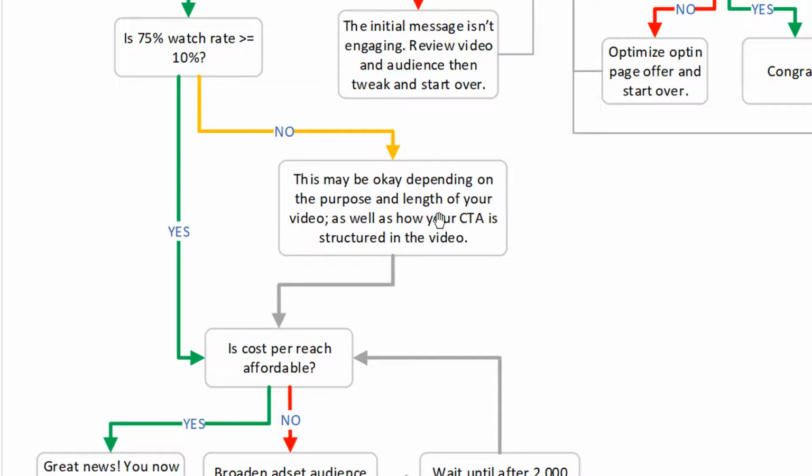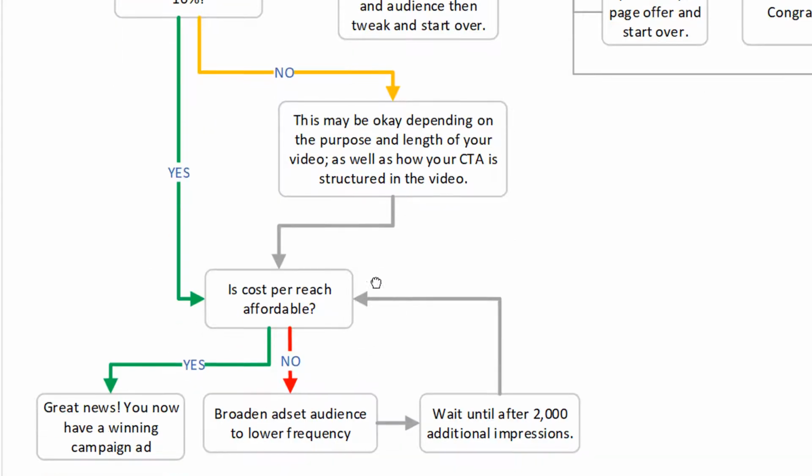If the answer is no, this may still be okay. That's the reason why we don't have it as a red. It's kind of like an orange. I was trying to find a color between red and green, but I don't even know if orange is the right one, but for now it'll do. This may be okay depending on the purpose and length of your video, as well as how your CTA is structured in the video. You see what I'm saying? And if it's yes, okay, we can go to, is cost per reach affordable?